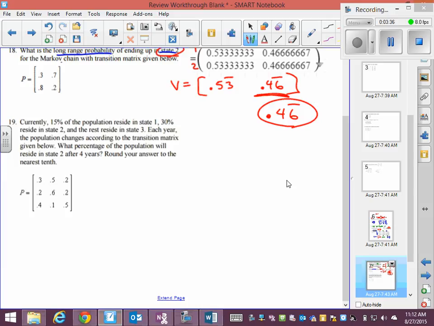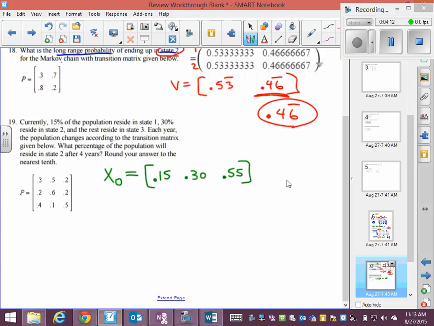Currently, 15% of the population reside in state 1, 30% reside in state 2, and the rest reside in state 3. That's a distribution. That is the initial distribution, usually given by x0, and it's talking about how much of the population is in each state right now. So it says 0.15 in state 1 and 30% in state 2. And so that accounts for 45%. There must be 55% left over. That makes those numbers add up to 1. There must be 55% in state 3.